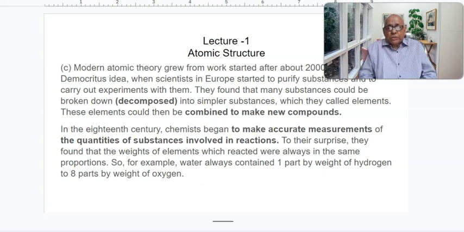In the 18th century, chemists began to make accurate measurements of quantities of substances involved in reactions. And to their surprise, they found that the weights of elements which reacted are always in the same proportion. For example, water always contains 1 part by weight of hydrogen and 8 parts by weight of oxygen.